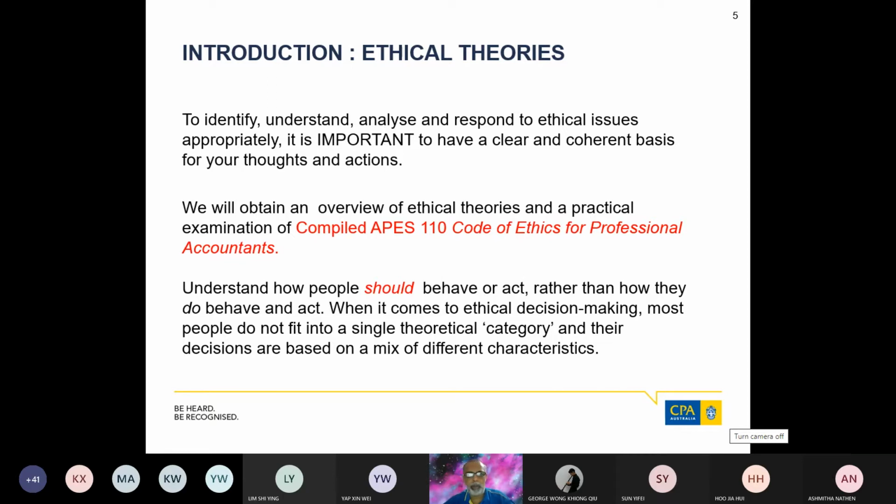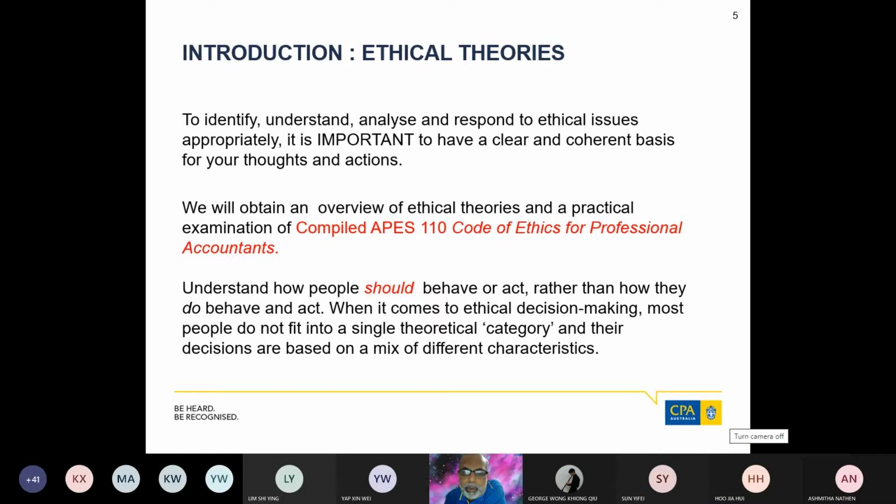All of this will impinge on your ethical decision making. Because we are talking about human beings, people, not robots. So we should understand how people behave and act, how they should, not how they do. How they do is how they do in real life, but it may not be the proper or ethical way to behave and act. But then the last sentence says that when it comes to this matter of ethical decision making, there is no one mold or one pattern or one size fits all.